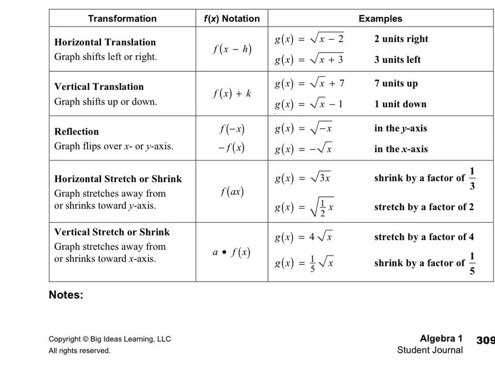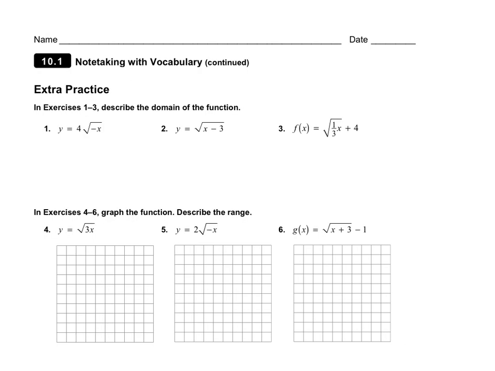Vertical is going to come from the stuff on the outside. That's multiplying by an a value on the outside. 4 times the square root of x is going to make it go taller, stretch by 4. 1/5 is going to make it shrink by 1/5, sorry, that's a 1/5, I can't read it. Anyways, those should be familiar, and we can use those to graph. So let's try some of these out on the next page and see what we can do.